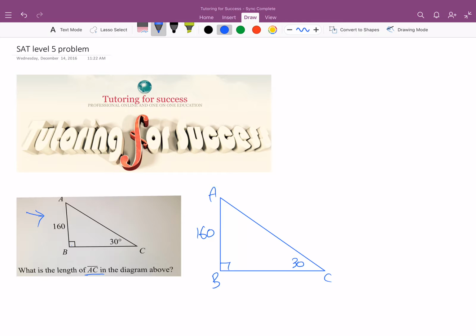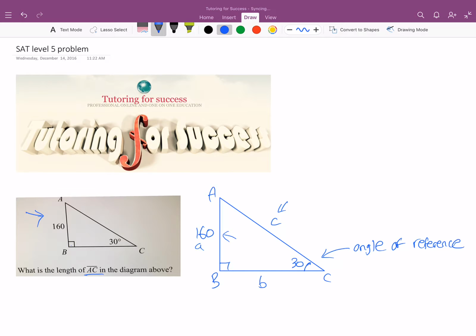So every time you have a right triangle and you have an angle like this, it is called the angle of reference. Okay, so if this is my angle of reference, the length that is opposite to my angle of reference, which is this one right here, I want it to be represented by small letter A. And this is the base, I want it to be represented by B. And the hypotenuse, which is the longest side in my right triangle, is always represented by C.